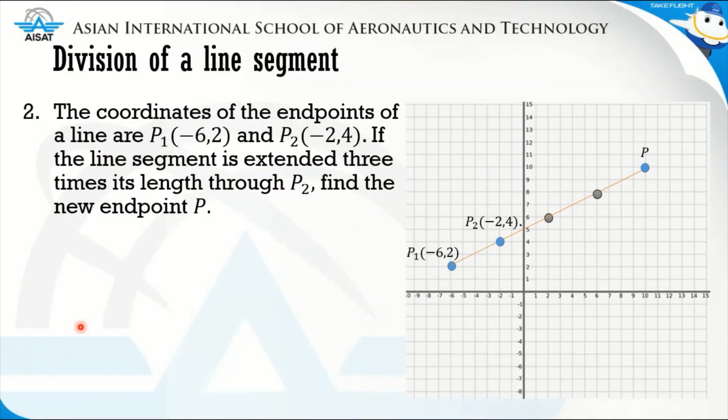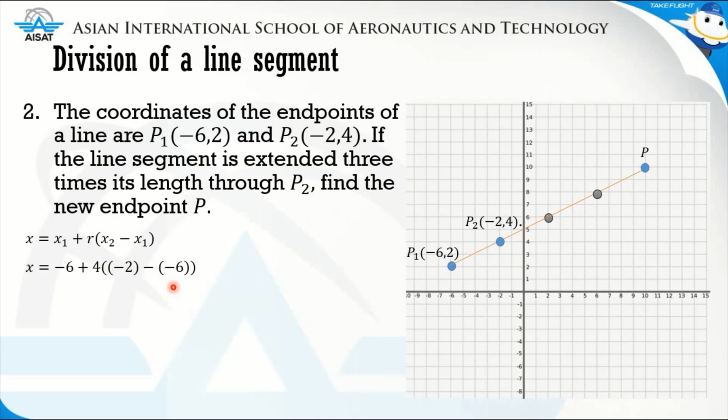Now, since we have the value of r, which is 4, let's try to get the value of x, the x coordinate of point P. So the formula is x is equal to x sub 1 plus r times the quantity of x sub 2 minus x sub 1. Now, let's substitute the values for x sub 1, x sub 2, and r. So this will be negative 6 plus 4 times the quantity of negative 2 minus negative 6.